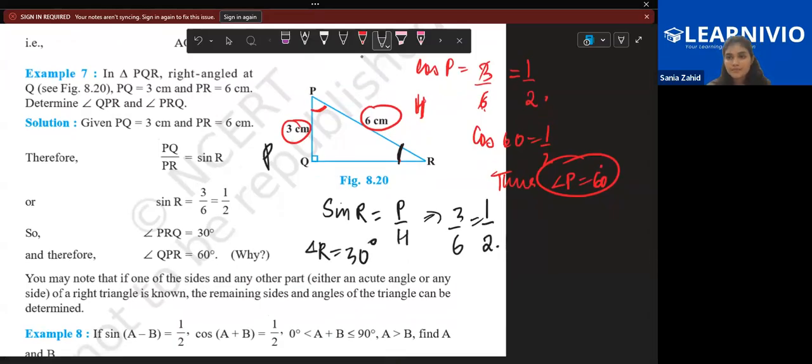So angle P becomes 60 degrees, angle R becomes 30 degrees. Now you do not do this, that you find one of the angles and use the angle sum property and then find the other angle. You will not get marks. If it's a 2 mark question, you will only get 1 mark. Don't do it like that because this is trigonometry, so you have to use trigonometric ratios only.